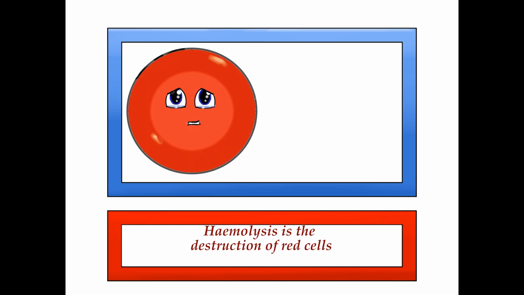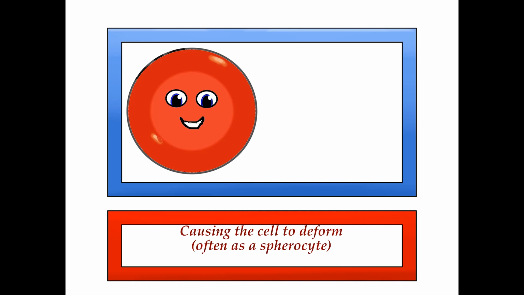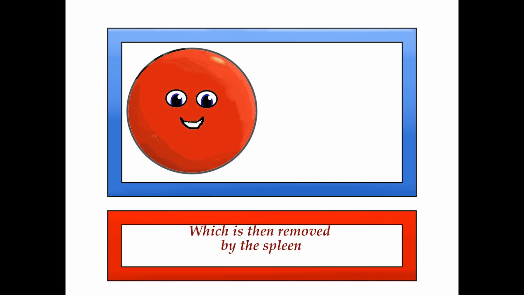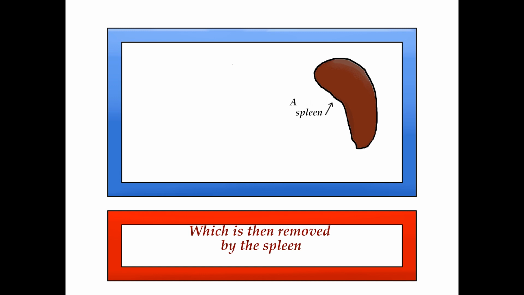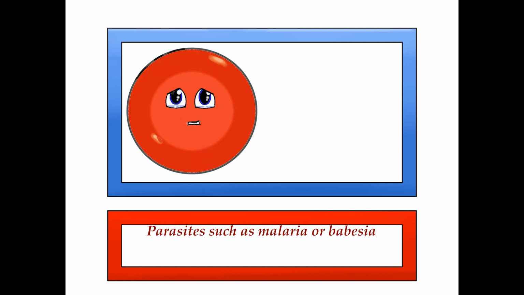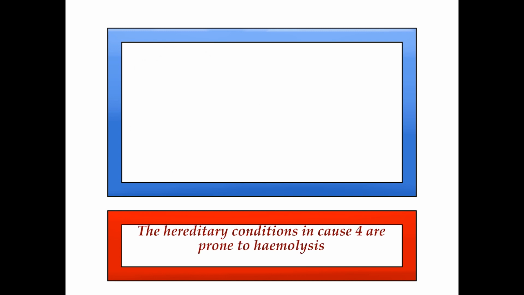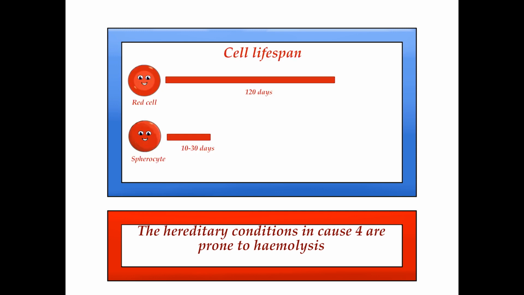Cause 5 is hemolysis. Hemolysis is the destruction of red cells. Sometimes this happens in the plasma directly. Probably more frequently, whatever causes the hemolysis causes problems with the cell walls, causing the cell to deform into something much like a spherocyte that then gets trapped in the spleen. Again, hemolysis has a lot of causes. Bacteria such as staph, strep and enterococci can cause it. Parasites like malaria are famous for causing it. The hereditary conditions, the abnormal cell shapes and haemoglobinopathies that we mentioned in cause 4, are all prone to this happening. It's often the cause of the short lifespan.